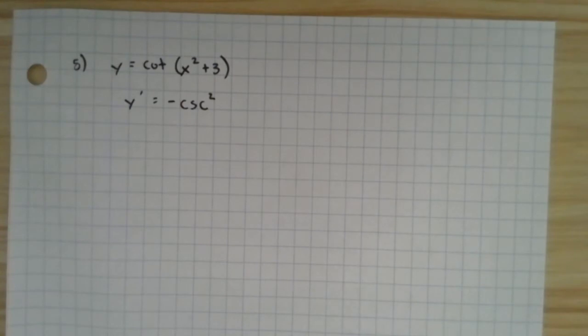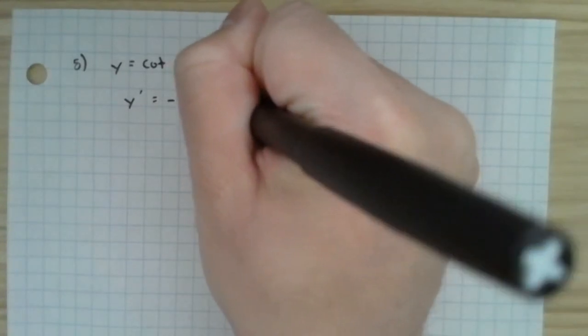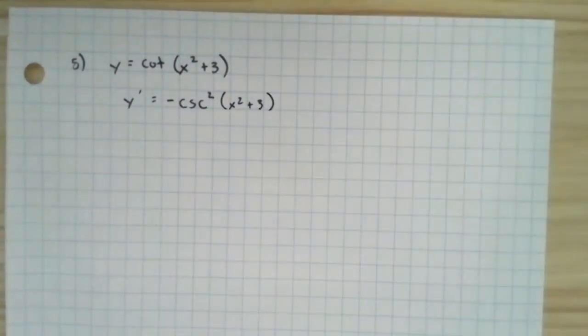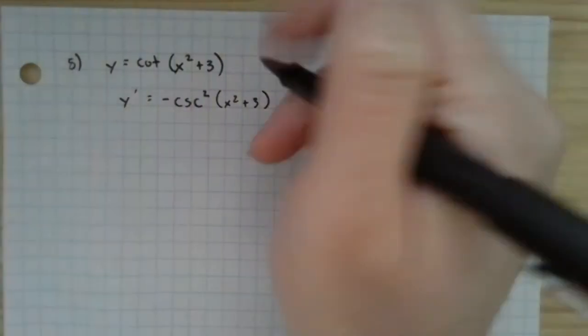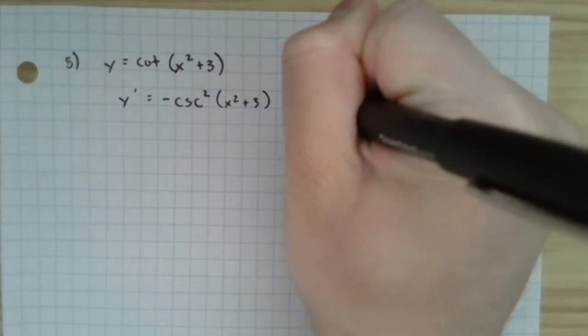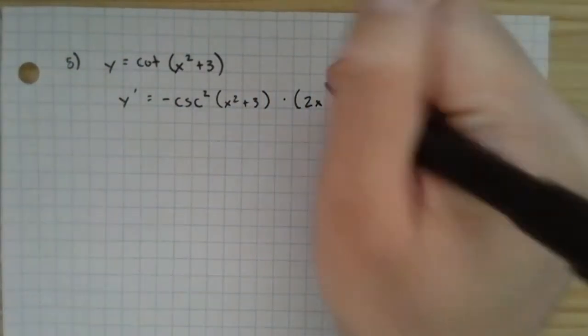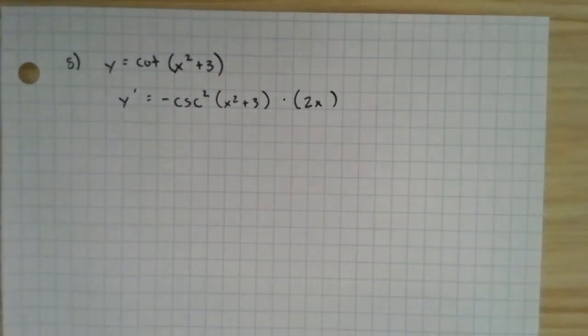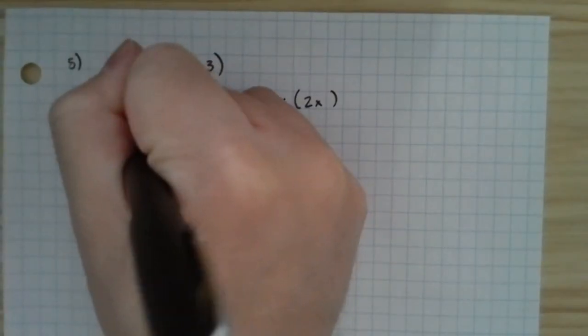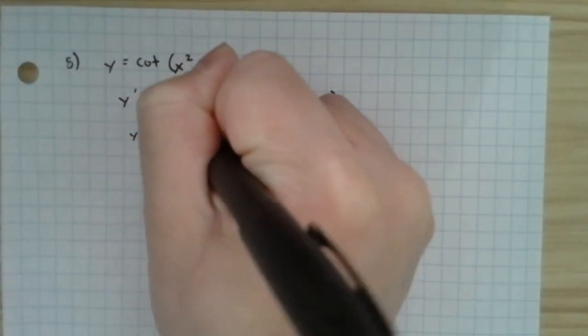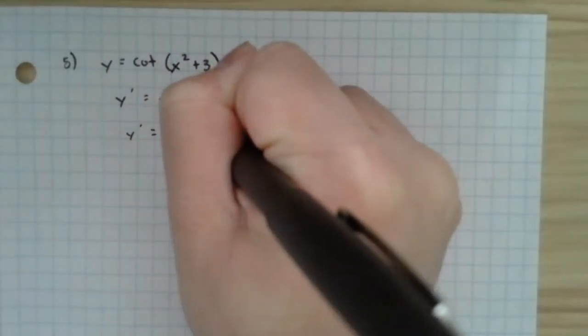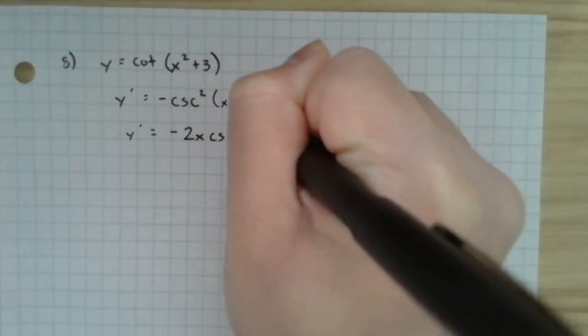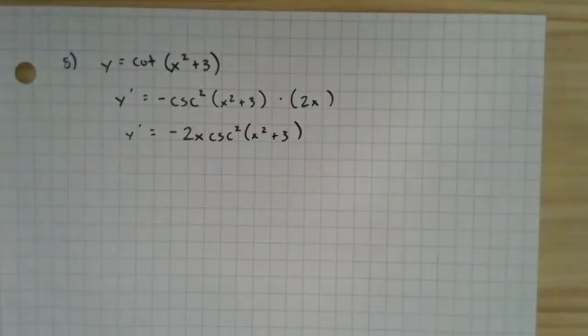Okay, the derivative of cotangent is negative cosecant squared of x squared plus 3, then times the derivative of the inside. So 2x, just 2x, because the derivative of 3 is 0. And so put this all together, you'll get negative 2x cosecant squared of x squared plus 3.